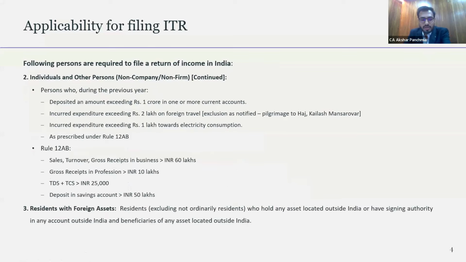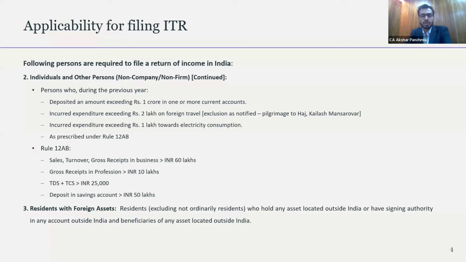Then coming to the seventh proviso, again, if you are under the basic exemption limit and you have deposited 1 crore in your current account, or you have incurred at least 2 lakhs on foreign travel, or you have incurred expenditure of 1 lakh or more towards electricity during the year, in this case you will have to file a return whether or not you are breaching your basic exemption limit. When talking about foreign travel, the CBDT has notified that any pilgrimage to Hajj in Saudi Arabia or to Kailash Mansarovar in China will be excluded and not considered for foreign travel.